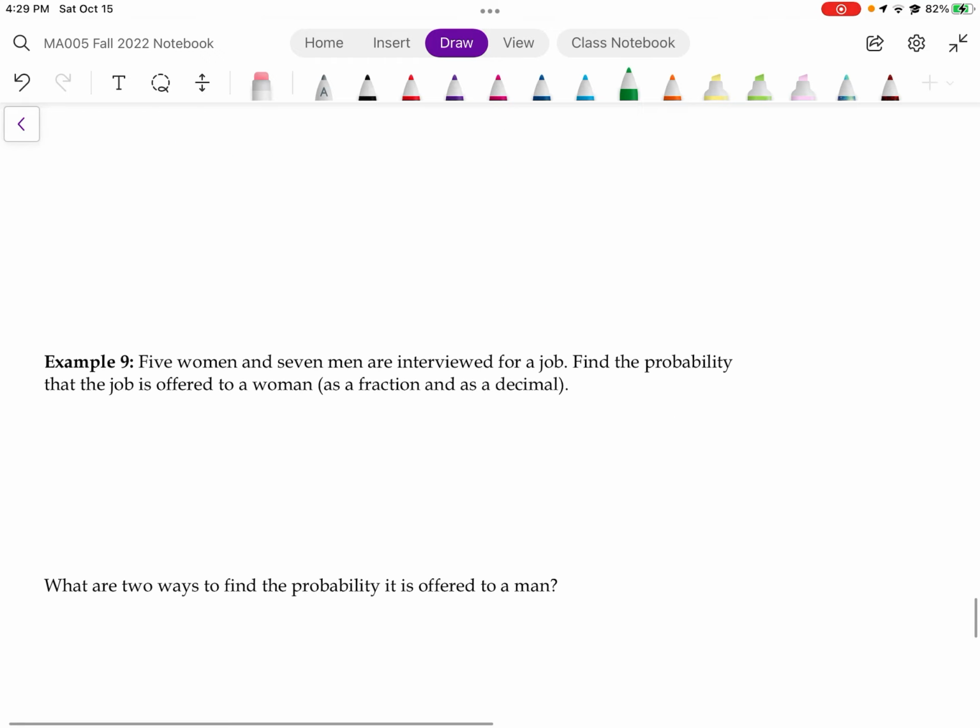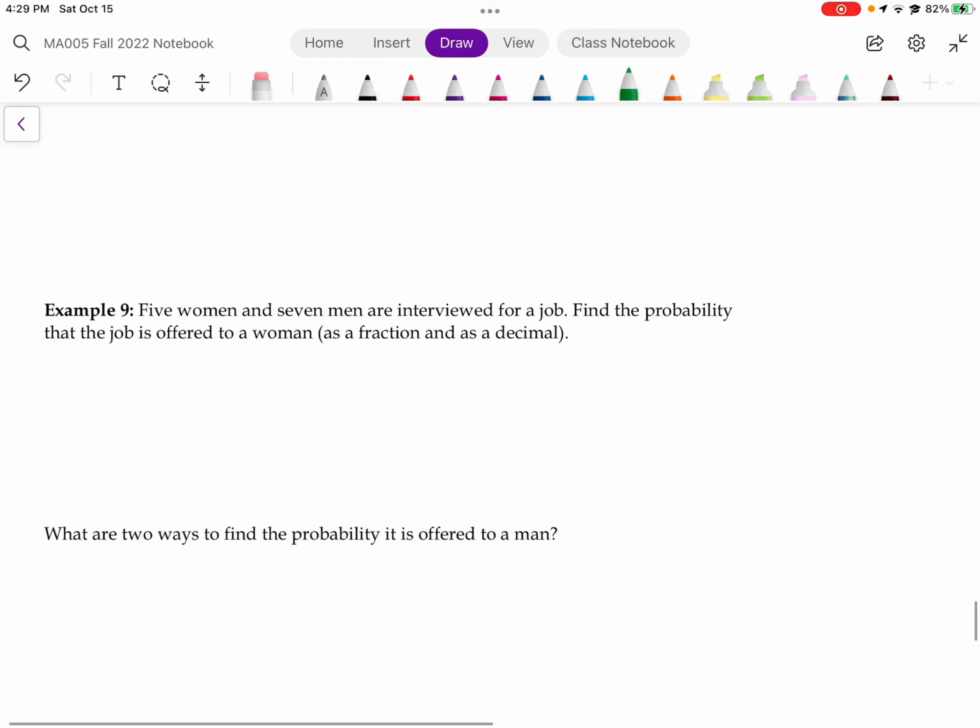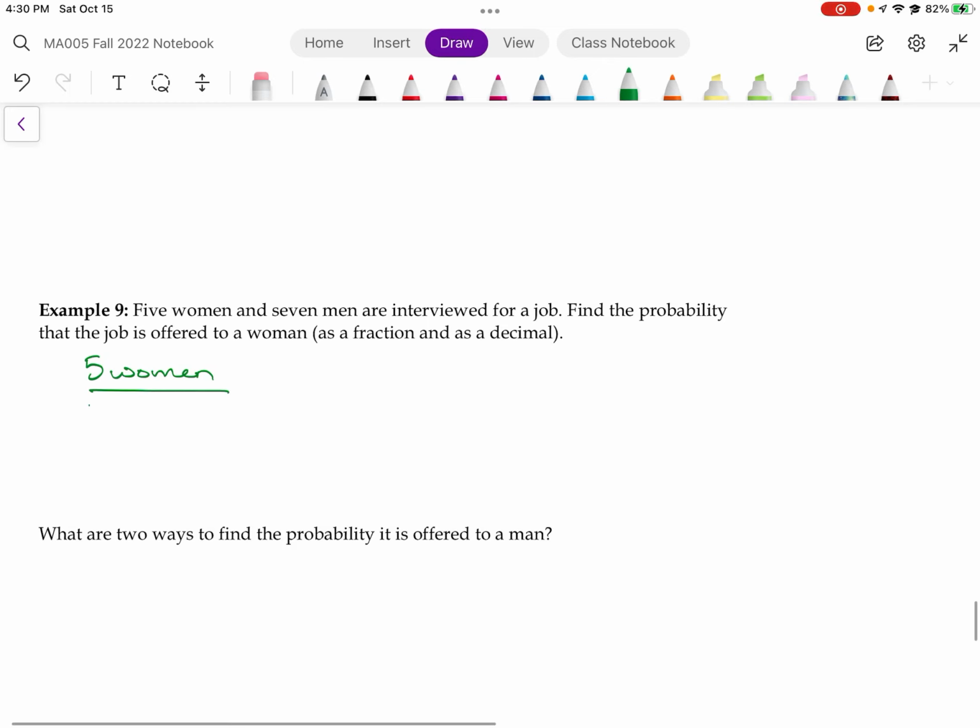All right, 5 women and 7 men are interviewed for a job. Find the probability that the job is offered to a woman as a fraction and as a decimal. All right, so there are 12 total people, 5 plus 7, right? So we're going to say how many women, 5 women, are the favorable outcomes for this particular question. So what's the probability the job is offered to a woman. So that's considered our favorable outcome, divided by 12 total people.